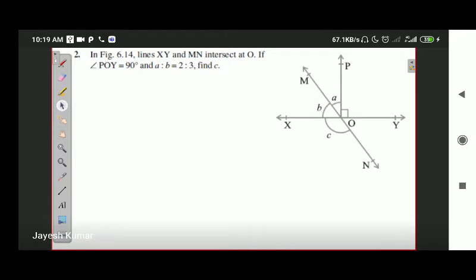Today we are going to discuss the second video of this chapter, lines and angles. Today we are going to discuss more about the questions of exercise 5.6.1.